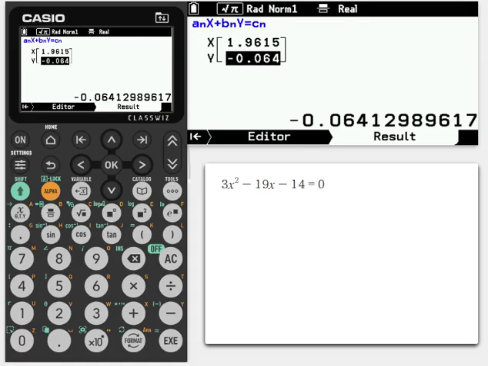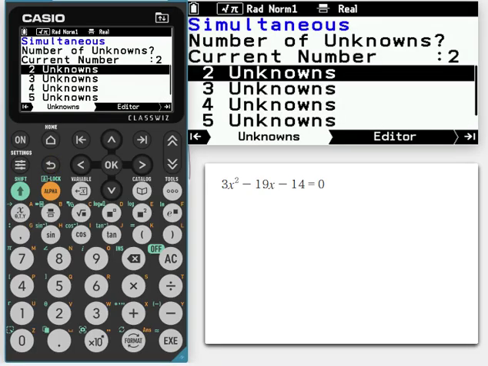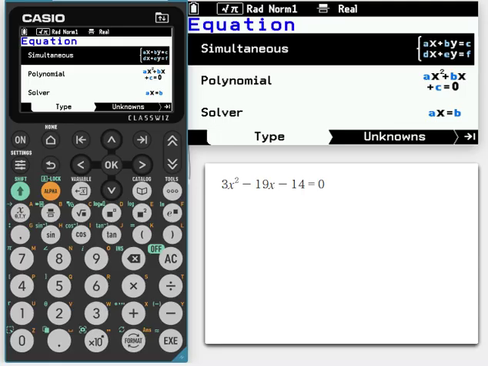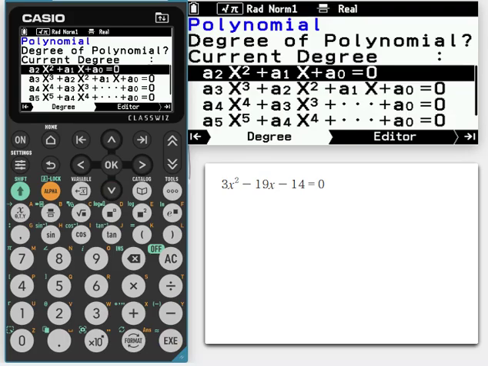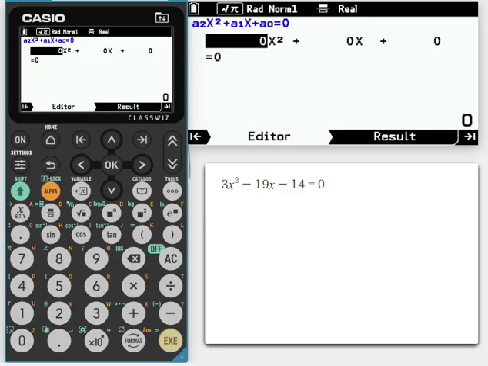Now let's say we have a quadratic equation that we need to solve. Again, we have to be in the equation menu, but we choose polynomial. And we have to answer what is the degree of the polynomial. In this case, since it's a quadratic, the degree of the polynomial is 2. We can solve higher degrees. If we choose this, all we need to do is enter the coefficient of x squared, the coefficient of x, and the constant term in the format that when it is equal to 0.